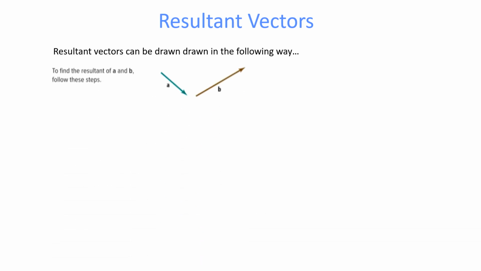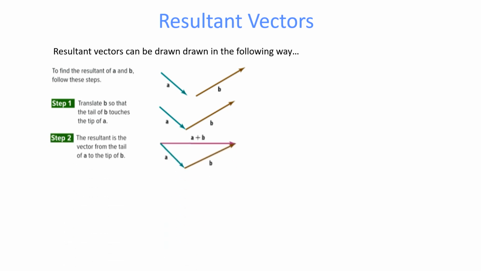If we have more than one vector, we can create something called a resultant vector. A resultant vector can be drawn in the following way, using these steps. Step 1, we draw the vector B so that the tail of B is at the tip of A, shown in step 1 here. The resultant is the vector from the tail of A to the tip of B, shown here as the green arrow A plus B.